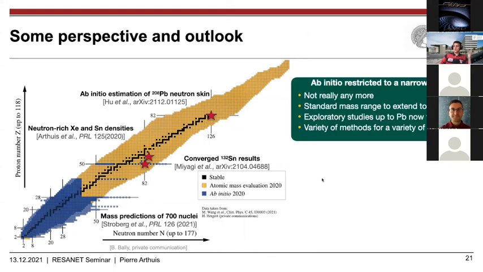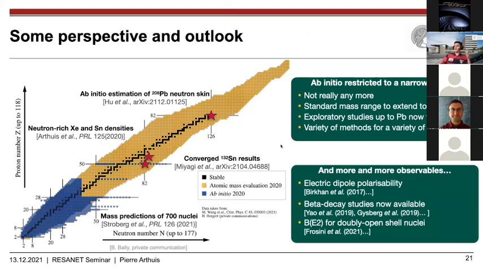So what you can see is that ab initio methods are really not as restricted to a narrow region as some might think anymore. The standard mass range of our calculations will be extended to the tin isotopic line pretty soon, with exploratory studies up to lead isotopes that are now feasible. And we really have a variety of methods for a variety of systems, doubly closed shell, doubly open shell. Depending on the observables that you want to tackle, there's probably some ab initio method that is able to tackle it right now.